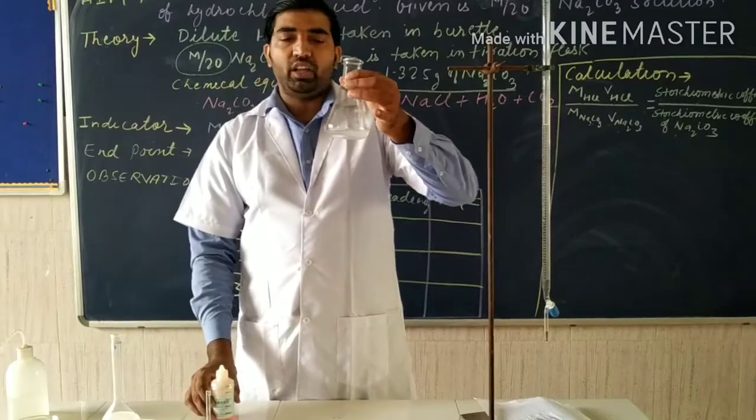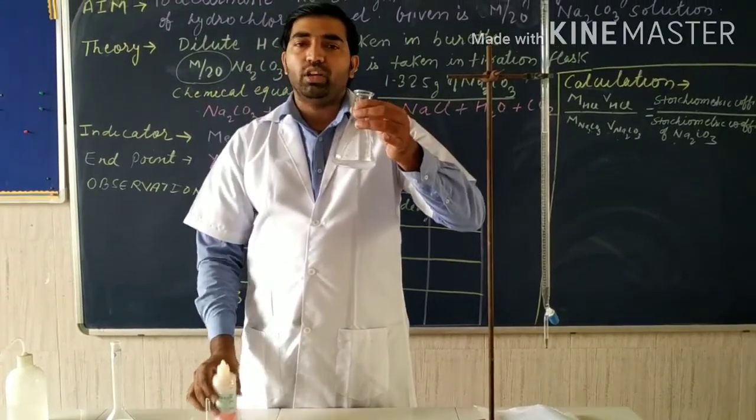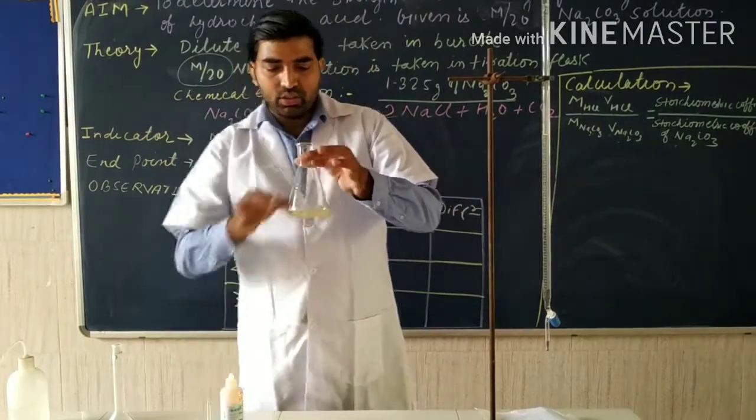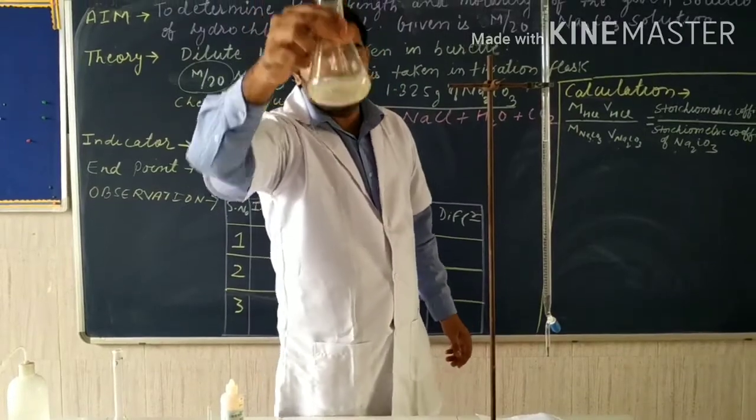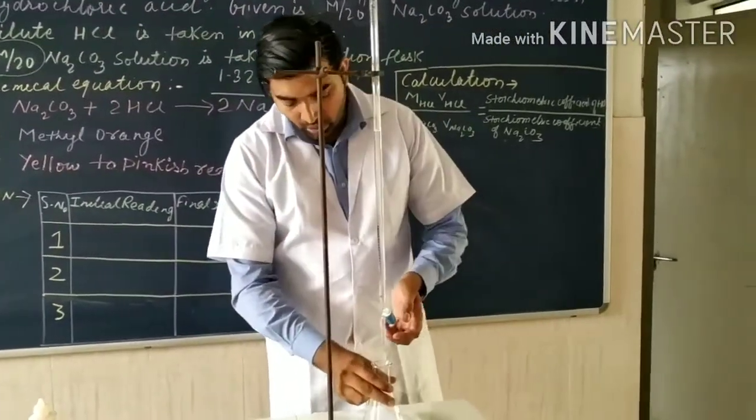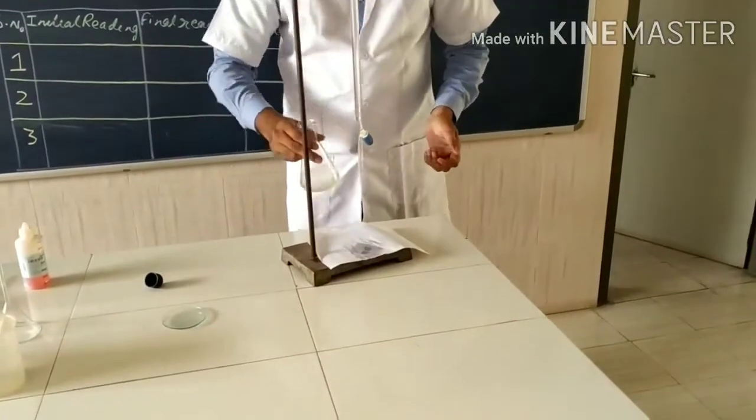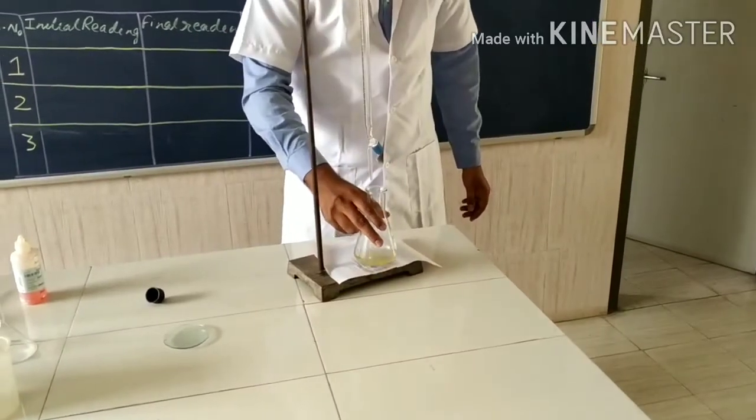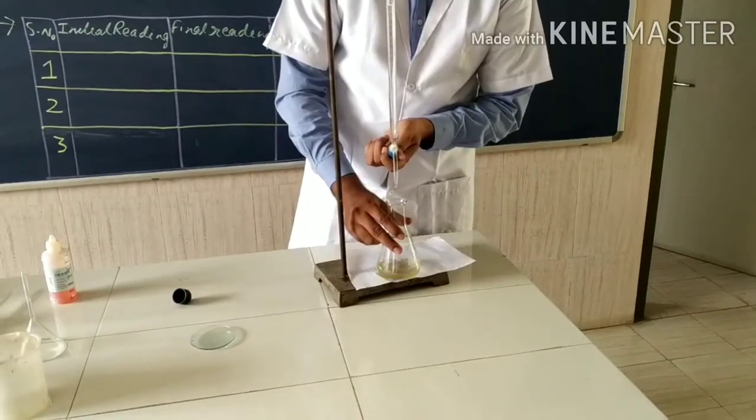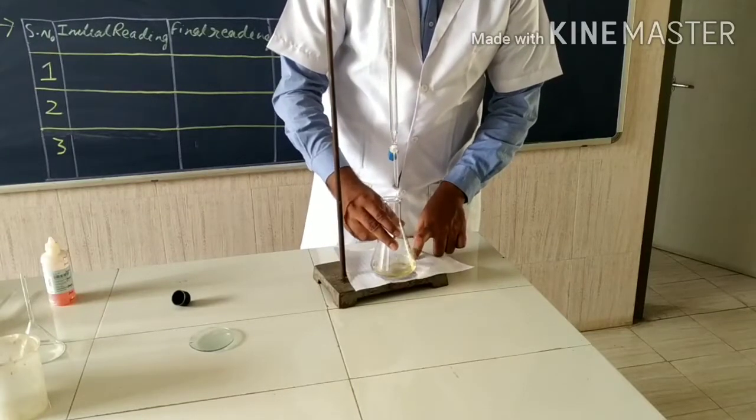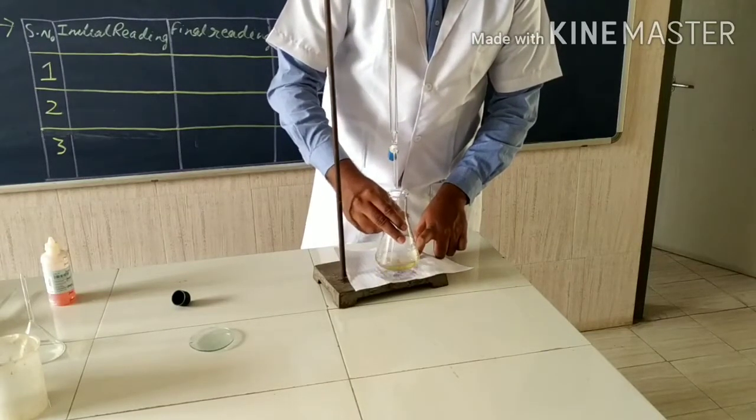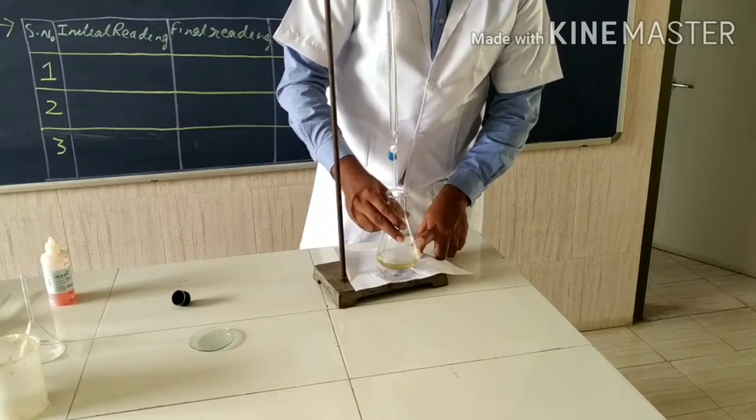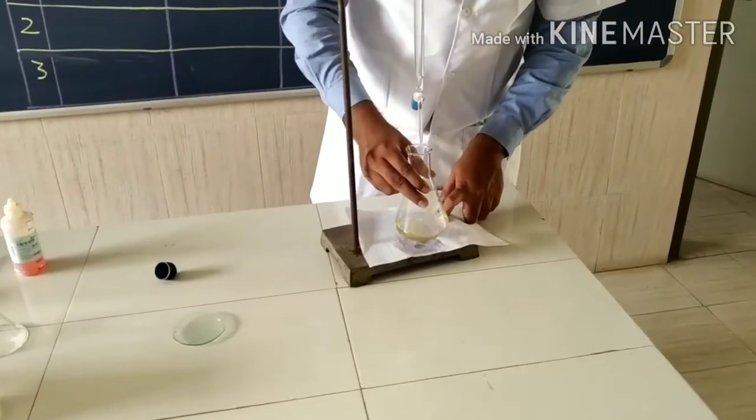This is the third time. I am taking 20 ml of sodium carbonate solution and this is methyl orange. 2 drops of methyl orange. See, the color is yellow. Then titrate against hydrochloric acid, adding HCl dropwise with constant stirring. At the end point it changes from yellow to pinkish red.